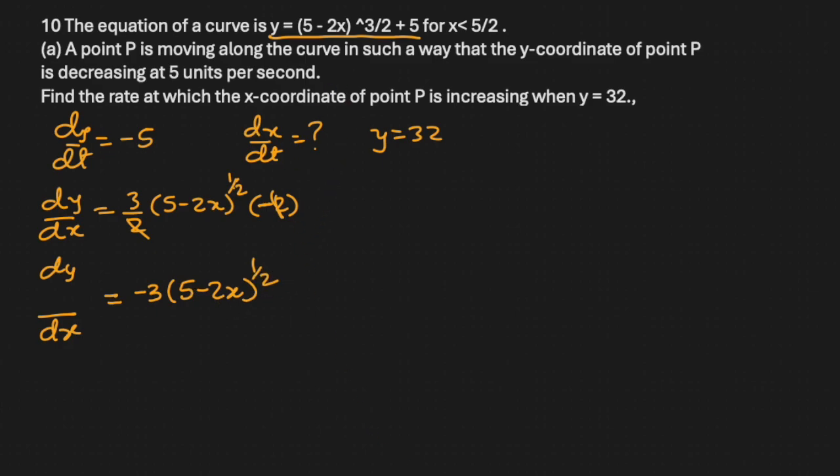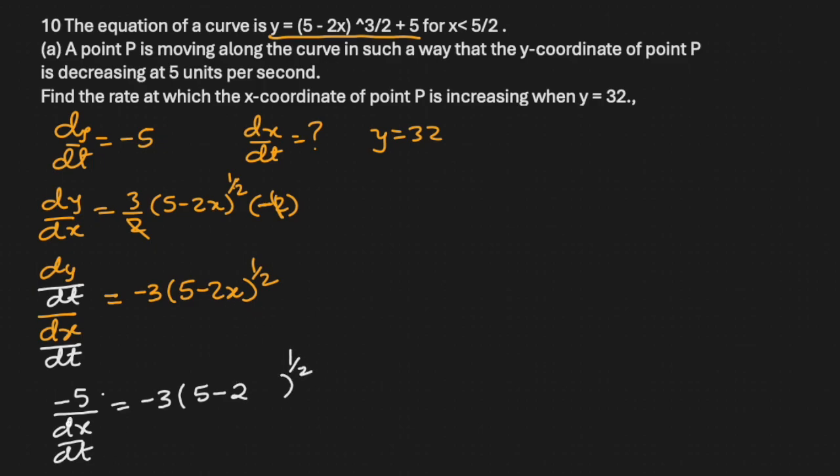Now I will introduce time here. So dy over dt, I'll divide both up and down by dt. dy over dt is given to us as minus 5, so I'll write minus 5 over dx over dt equal to minus 3 times (5 minus 2 times x), x is not known to us, but I'll give some space for it. First thing first, these both are negatives, so we will cancel them. This is multiplying, so we can cancel. Now this x is needed.